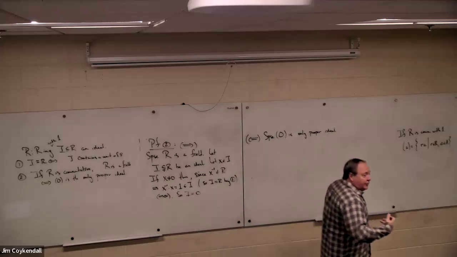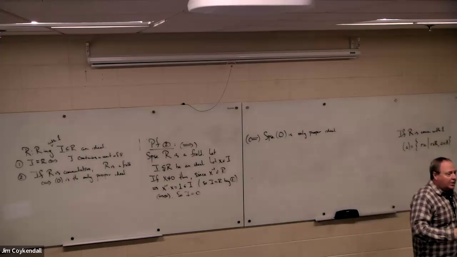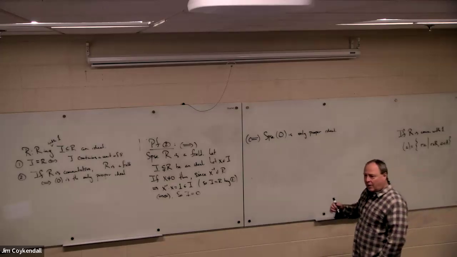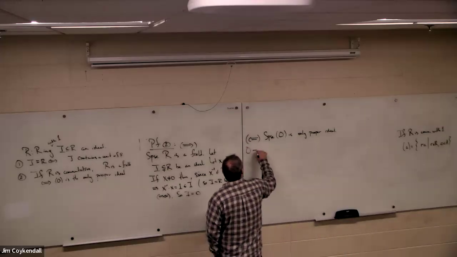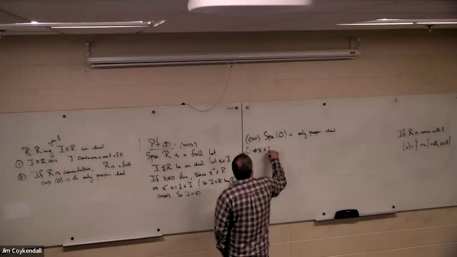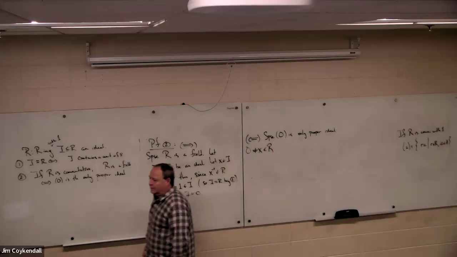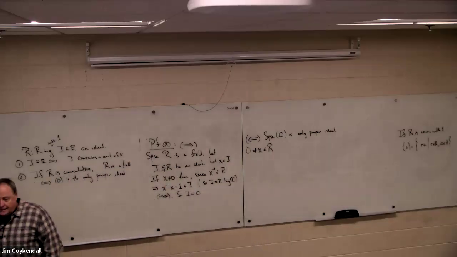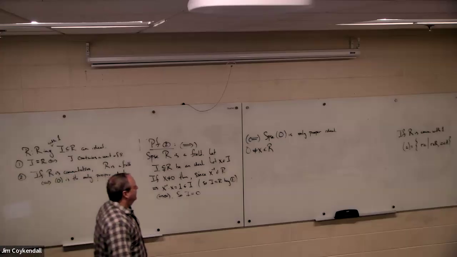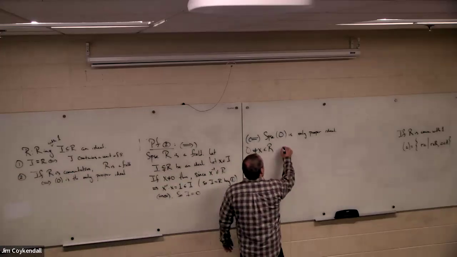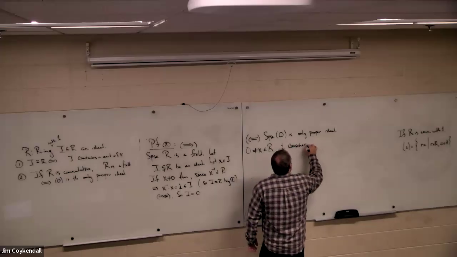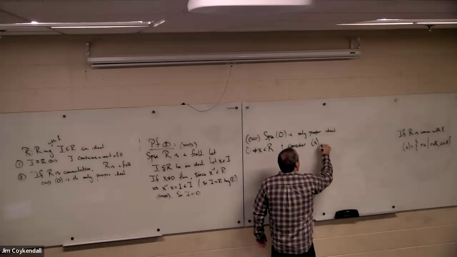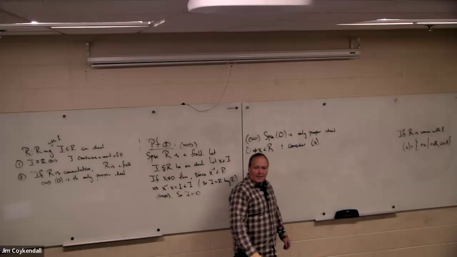I want to show that R is a field. So what I want to do is show that every non-zero element of R is invertible. So let's select a non-zero element X of R. Consider the ideal generated by X.